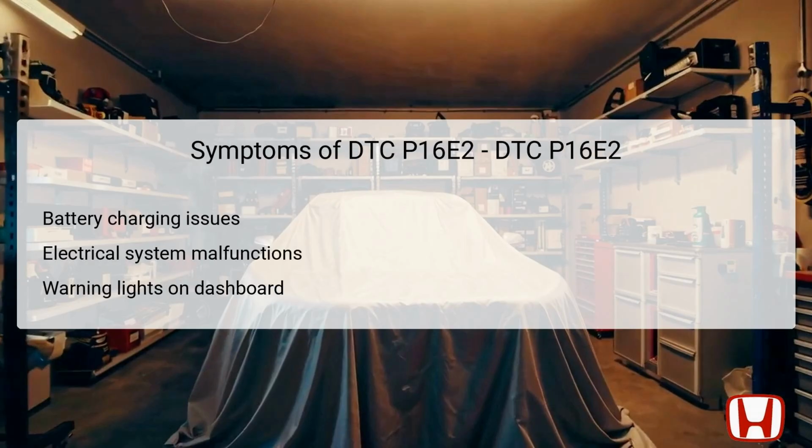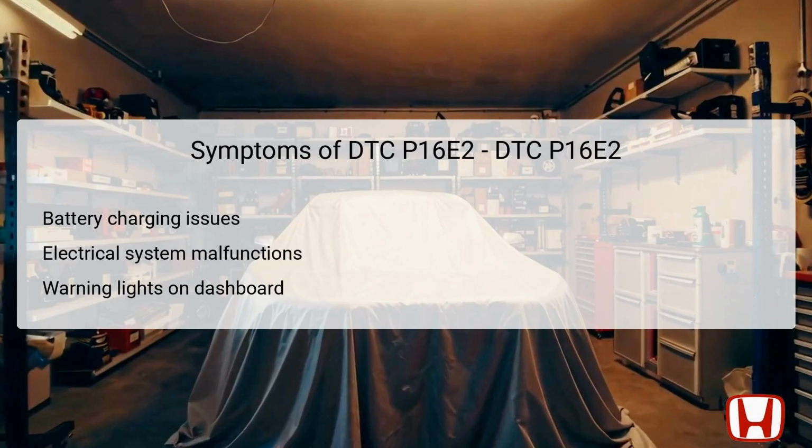When DTC P16E2 is present, several symptoms may manifest, indicating underlying electrical problems. One of the most significant concerns is battery charging issues. If the alternator signals are not relayed properly to the PCM, it may lead to insufficient battery charging. This inadequacy can also result in various electrical system malfunctions, as numerous components rely on a fully charged battery.